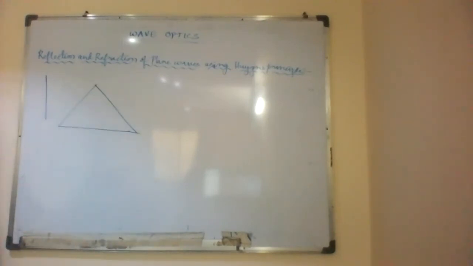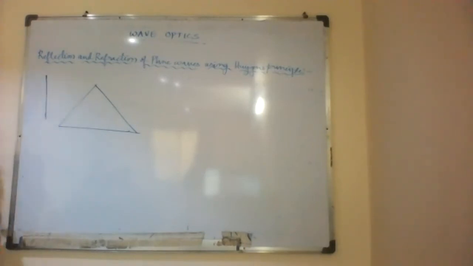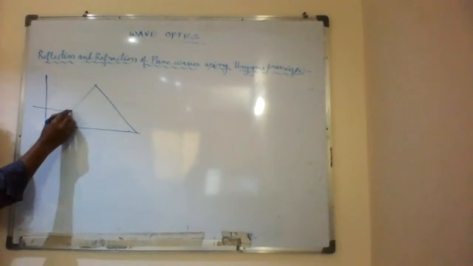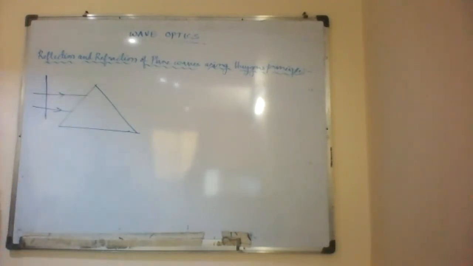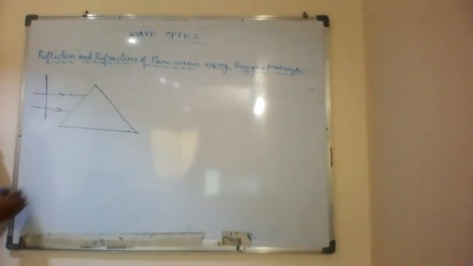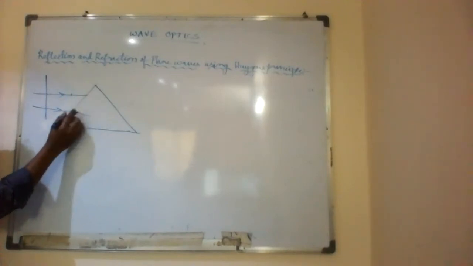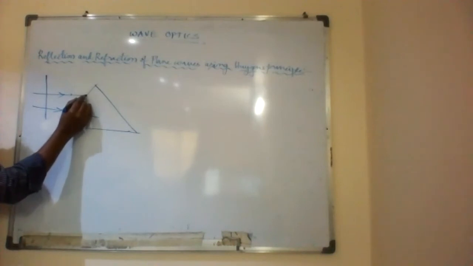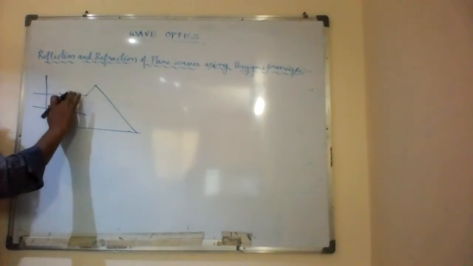This is a wavefront, not the ray. So the ray will go perpendicular to the wavefront. Then they will refract. When they meet at the same point, by the time it was here, it is still there. So by the time, what will happen? It bends. It bends like this. It is here now, but it is this much only.